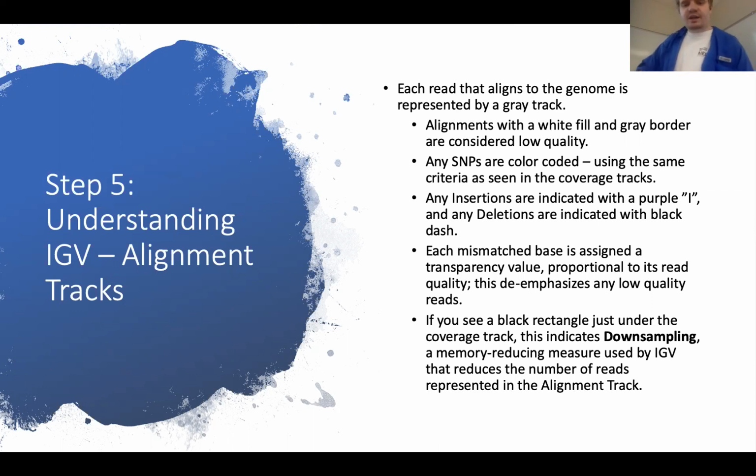If you see a black rectangle just underneath the coverage track, this indicates something called downsampling. IGV uses a lot of memory as it is, but it tries to optimize itself by not using as much. One way of doing this is through downsampling. It won't show all of the reads in the alignment track that align to the genome. It'll only show the most interesting.